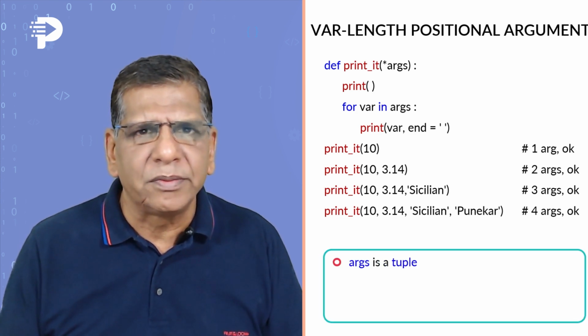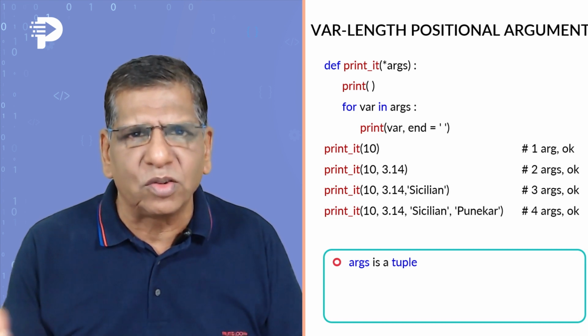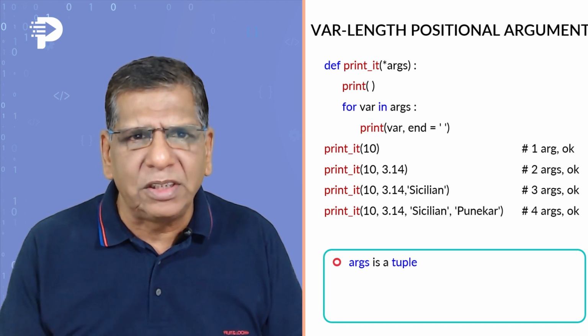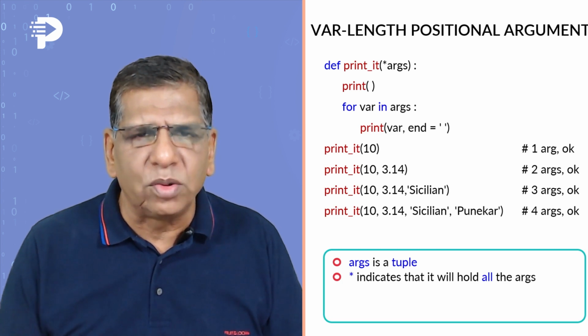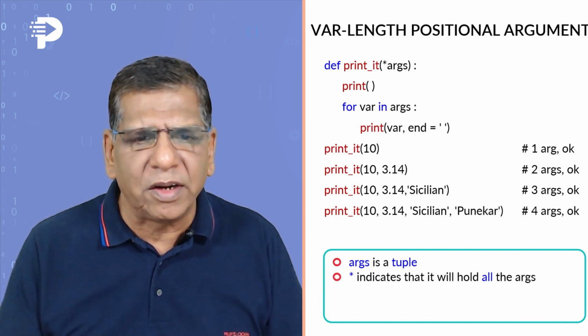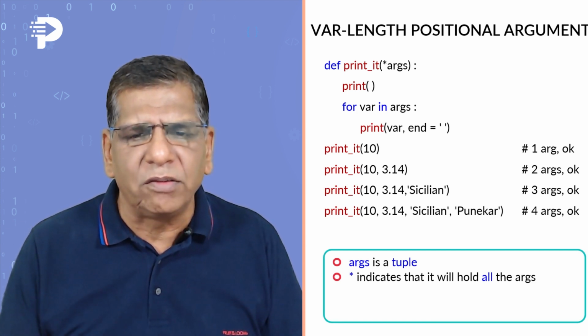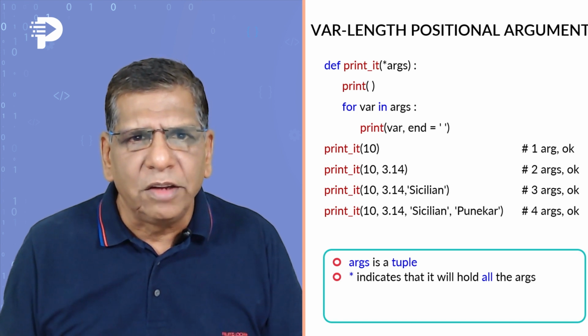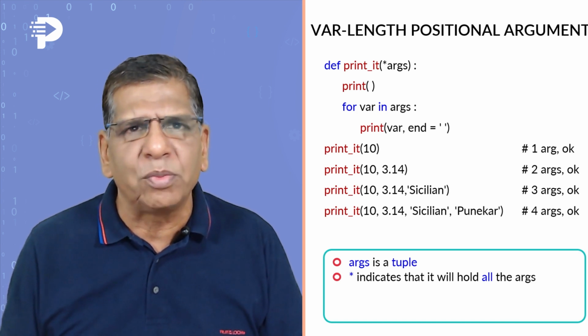A few tips. As I mentioned, args, which gobbles up or contains or holds all the arguments that we pass to printIt, is basically a tuple. Once you appreciate that it's a tuple, you will also realize that you can iterate through that tuple using a for loop, the way we have done it here. The star that we are associating with the args indicates that it will hold all the arguments. If I do not use this star, then only 10 will get stored in args. There will be no place to accommodate 3.14, Sicilian or Punekar.